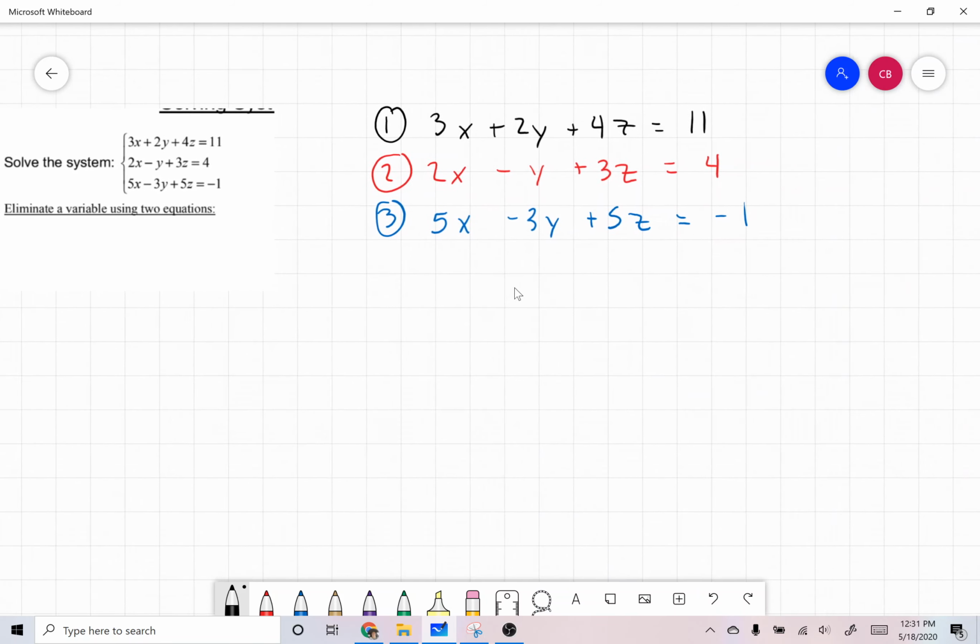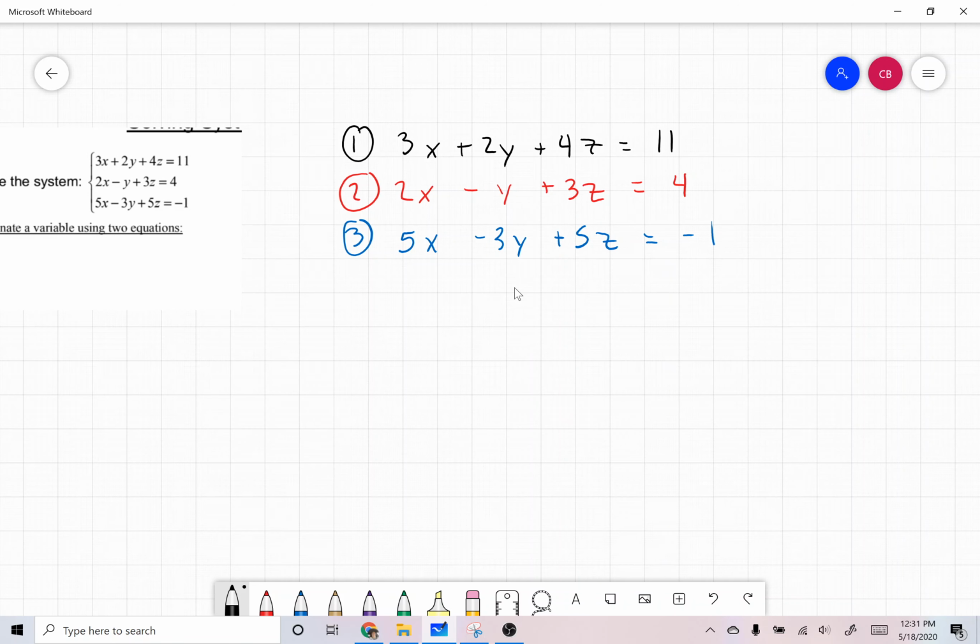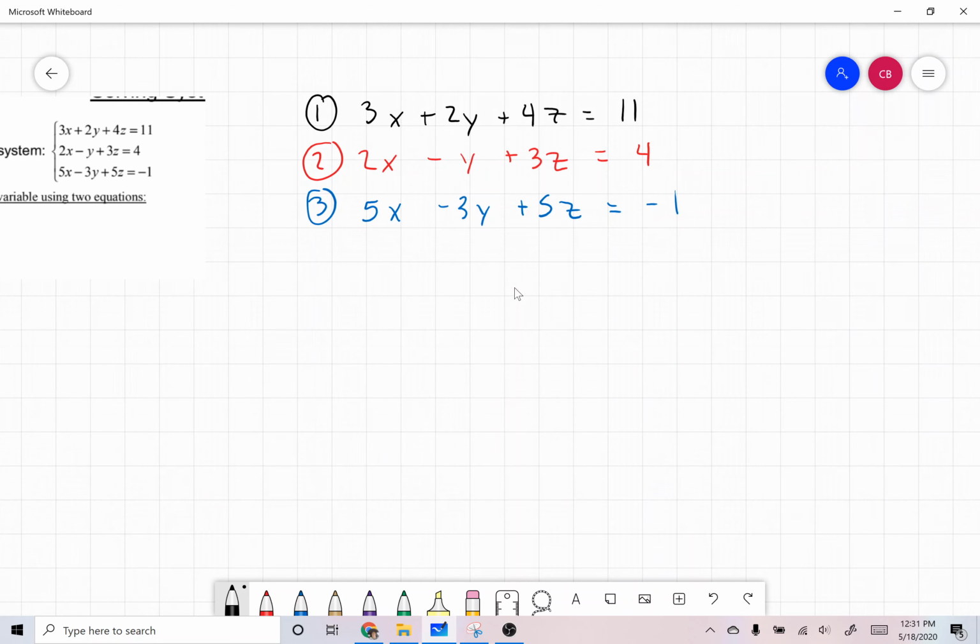So notice that I've color coded these. I'm going to go through this example slowly and explain everything I'm doing, and then hopefully you'll be able to repeat the process and get some practice with this. So this is a little bit trickier.